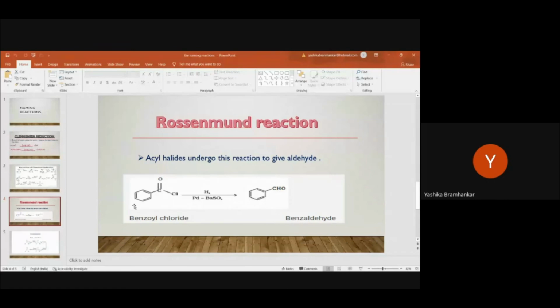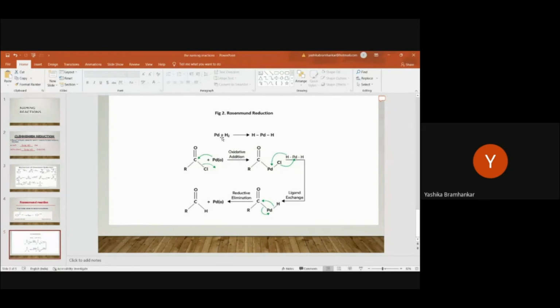So here we have taken benzoyl chloride, which on reaction with Lindlar's catalyst in the presence of hydrogen gives benzaldehyde. Now the mechanism. It is not explained well in the slide, but I will try to explain my best. Here the R group can be anything. It can be an aromatic compound or an aliphatic compound.